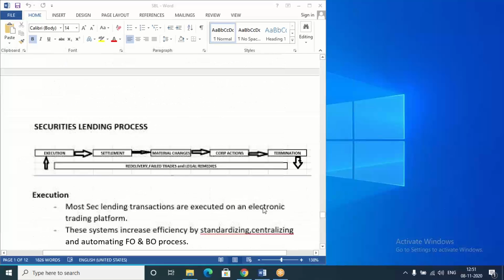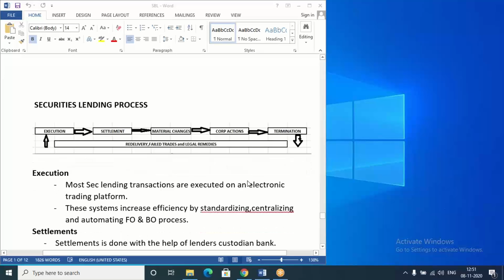So the last bit is what you could call the life cycle of an SBL contract. Like how you learned about trade life cycle, this is the life cycle of an SBL contract. So it starts off with execution, you have settlements, you have any material changes that happen, any corporate action event that happens, termination of the contract, and throughout the contract, any redelivery, failed trades, or legal remedies that need to be done.